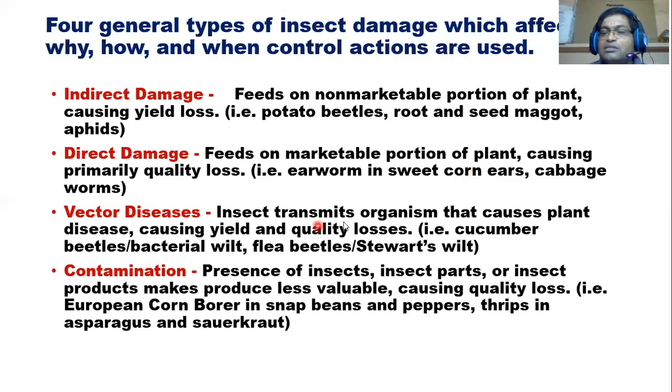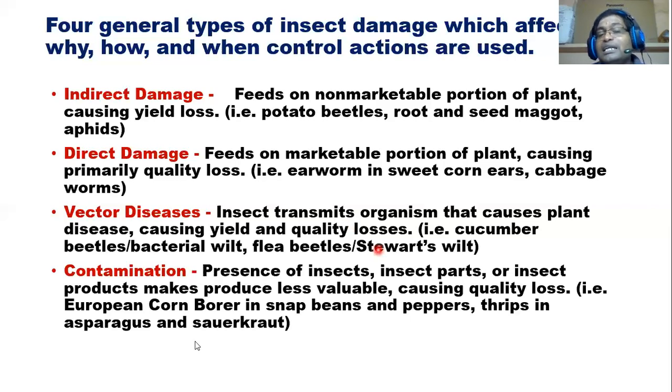Third, vector diseases. Some insects do not cause harm directly, but indirectly what they are doing is transmitting viruses. The viruses are causing so much damage. Therefore, you can expect quality losses and yield loss.